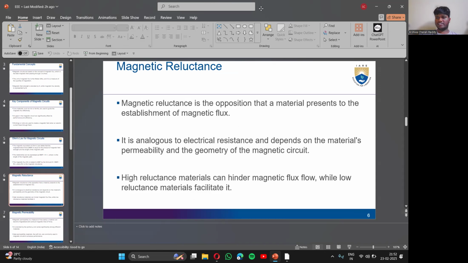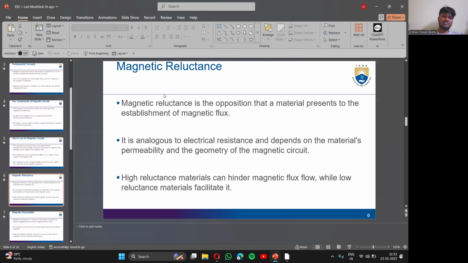Let's explore the topic of magnetic reluctance. Magnetic reluctance is the opposition that a material presents to the establishment of magnetic flux. It is analogous to electric resistance and depends on the material's permeability and the geometry of the magnetic circuit. High reluctance materials can hinder magnetic flux flow, while low reluctance materials facilitate it.